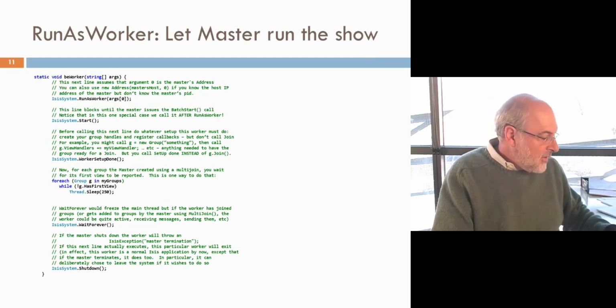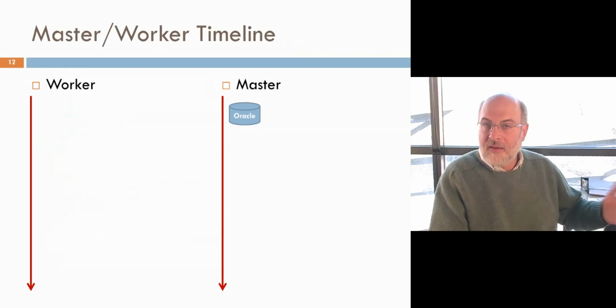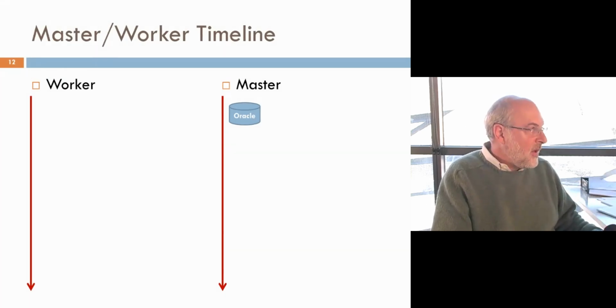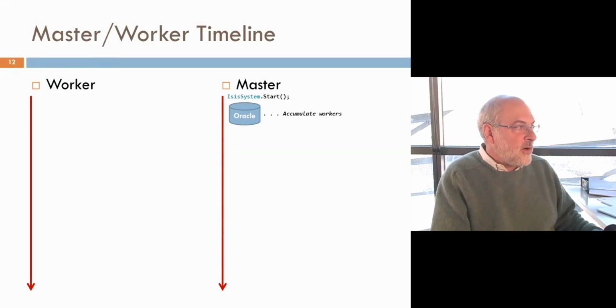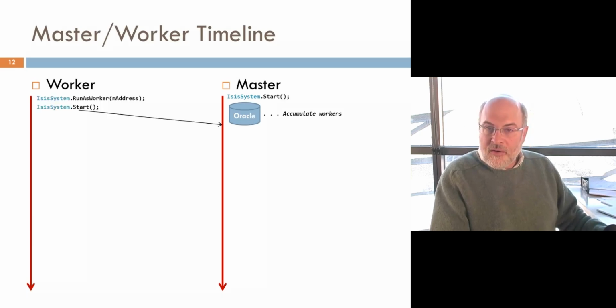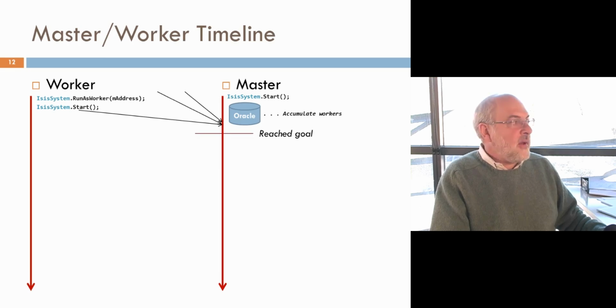Okay. So this pattern is one that you would just copy if you wanted to use the master worker pattern. And you get something like this. A worker first talks to the master who wants to accumulate workers. Then eventually you reach the goal, at which point the master batch starts the workers.